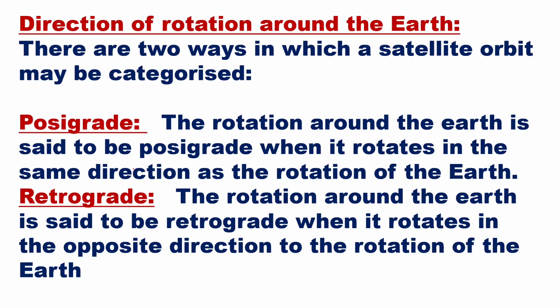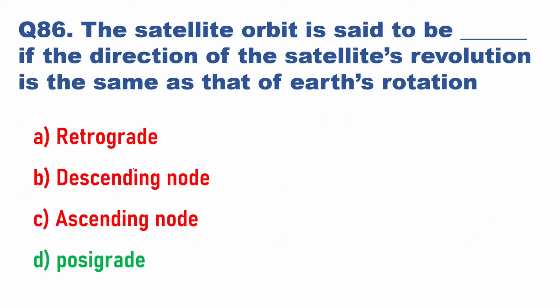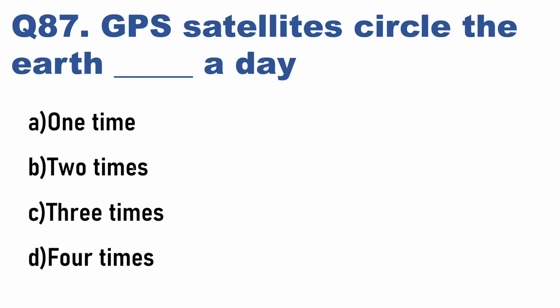So in this question, it was asked that when it rotates in the same direction as the rotation of the Earth, so it is posigrade. So here you can see option D, posigrade, is the right answer. The satellite orbit is said to be posigrade if the direction of the satellite's revolution is the same as that of Earth's rotation. Then we'll go to the next question, question number 87.